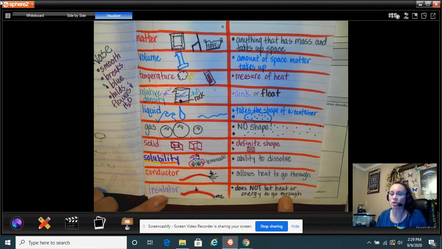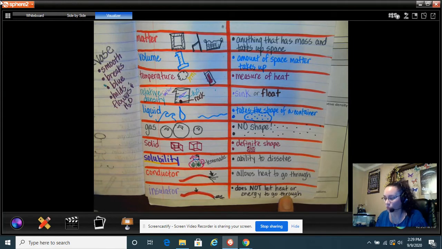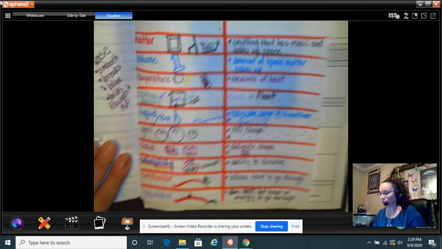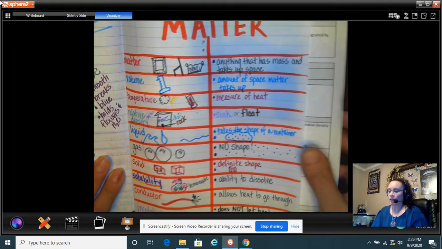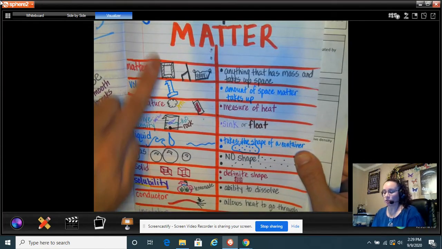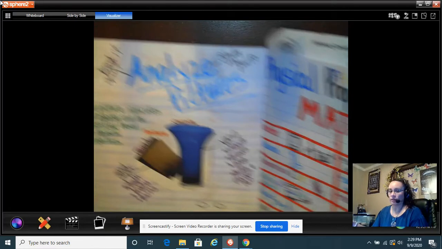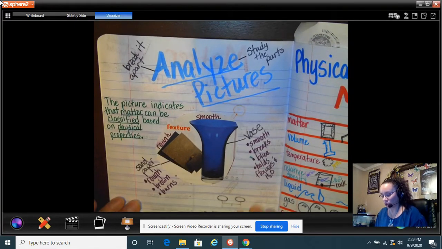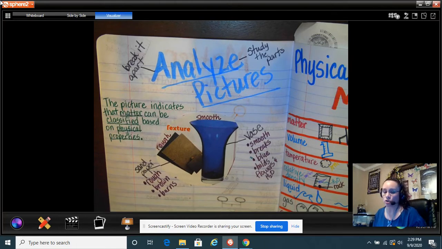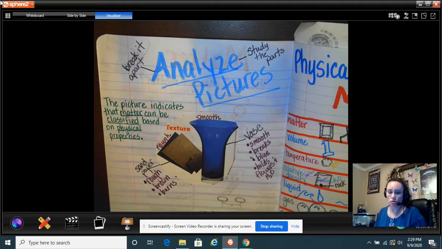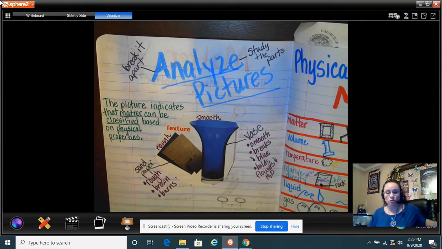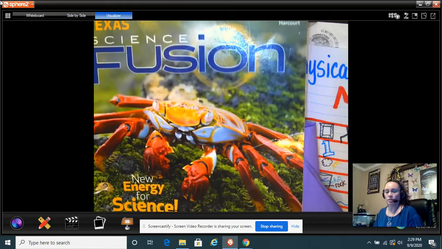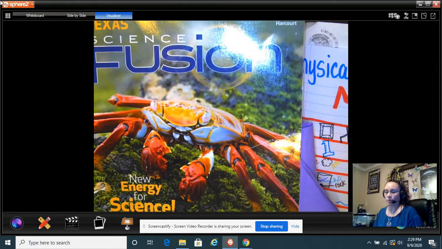Okay. So these are your vocabulary words for this week, and we're going to be practicing them over and over again. But I want you to see the left side. So I have my vocabulary words here, and then I have the left side. What I did is I picked one picture from my Fusion book. So this is my Fusion book. It has the crab on it. That's where I got my picture.